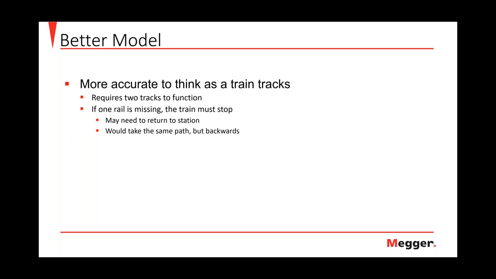So the pulse, if we think of it as a train, will travel down the track until it runs out of either both or one of the tracks. And then it is going to bounce off of it. Essentially, the pulse has to stop and return back to where it came from.